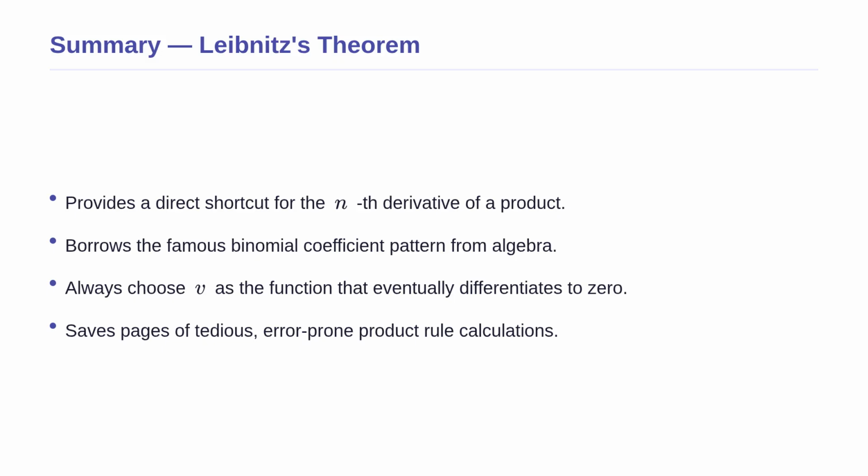Let us wrap up what we have learned today. Leibniz theorem is the ultimate shortcut for differentiating a product of two functions multiple times. By borrowing the famous coefficient pattern from algebra, it saves us from the nightmare of using the basic product rule over and over again. The secret to mastering this theorem is simply choosing your functions wisely.